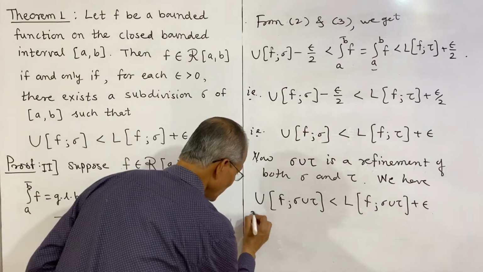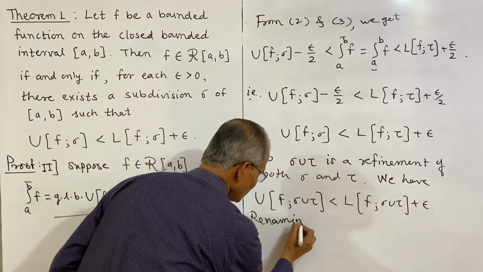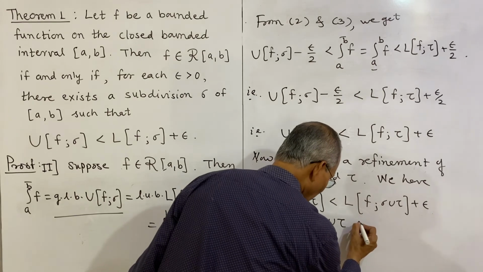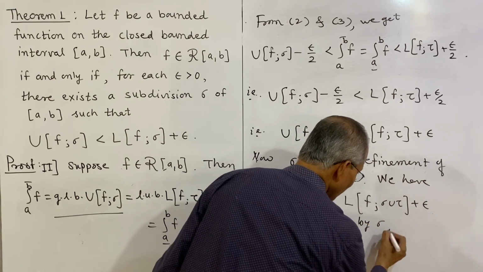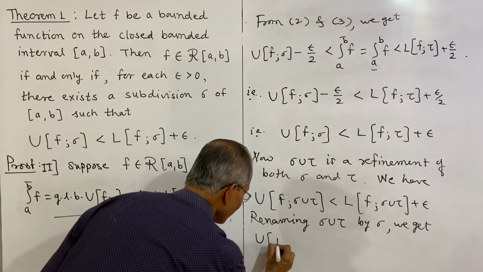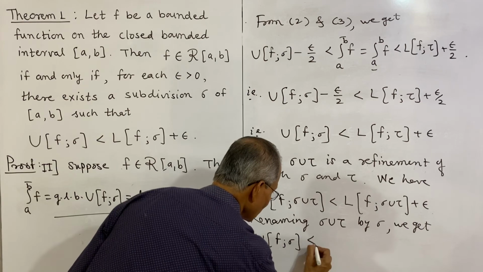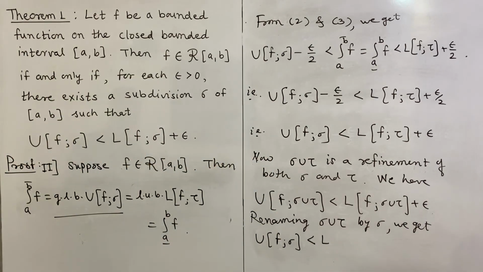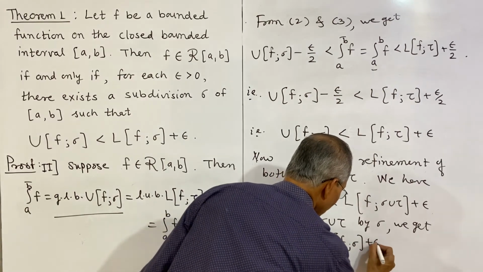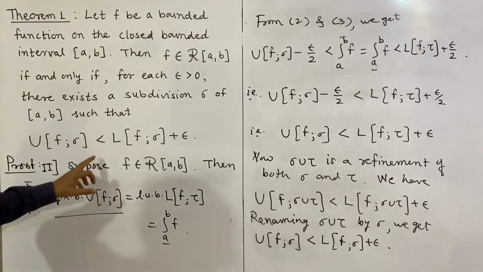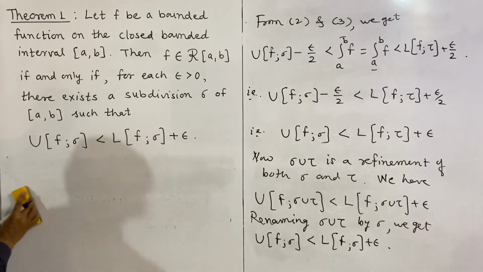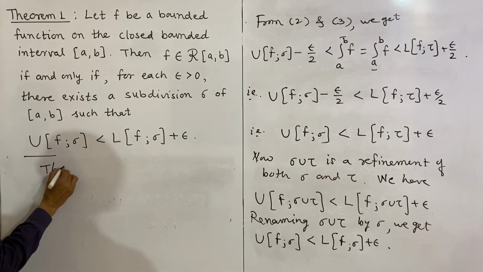So now renaming, it is a type of subdivision. Renaming sigma union tau by sigma, we get the result, that is upper sum of f on sigma is strictly less than lower sum of f on sigma plus epsilon, and this is the required result, and this proves the theorem. So this completes the proof.